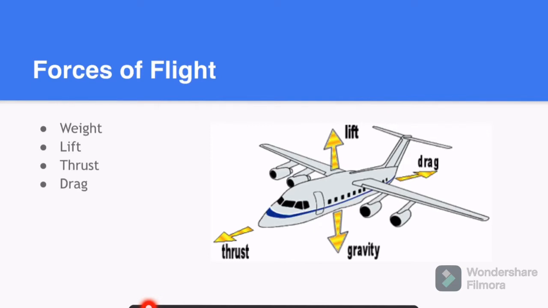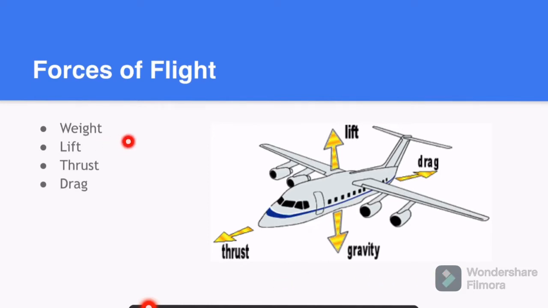The first one is weight. Weight is the force of gravity, and it acts in a downward direction, similar to any object on the earth, living or non-living. It acts in the downward direction, towards the center of the earth.